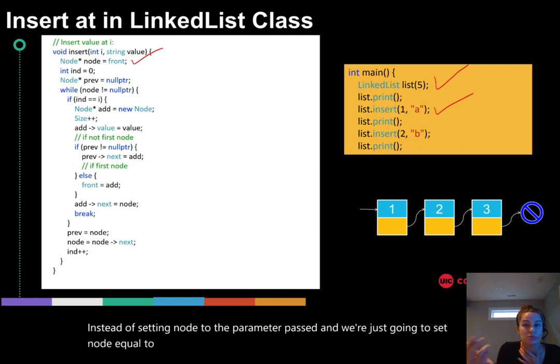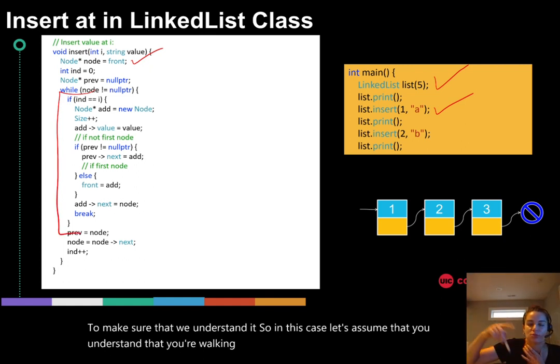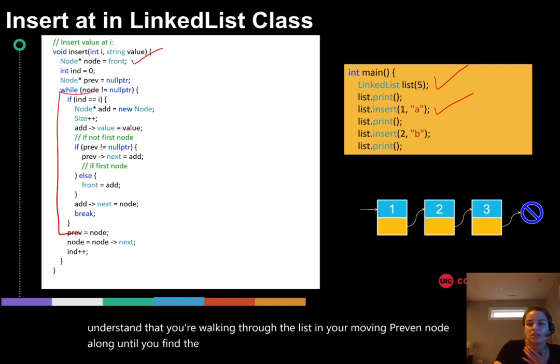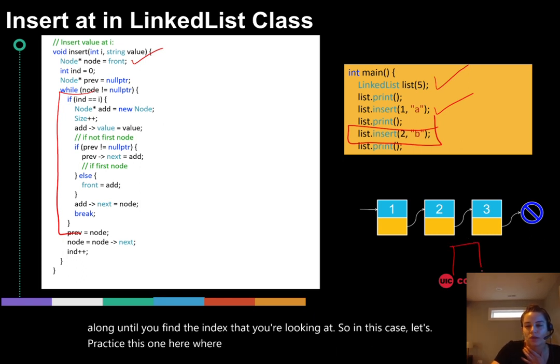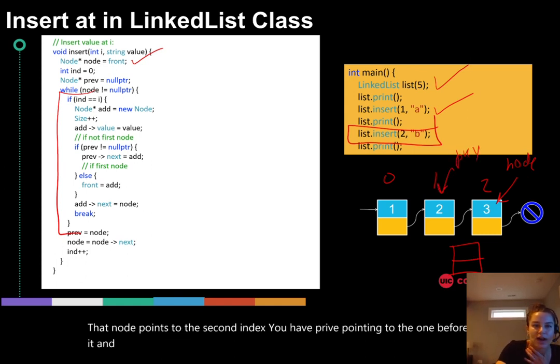The rest of the code is pretty similar, but let's walk through it again to make sure that we understand it. In this case, let's assume that you understand that you're walking through the list and you're moving prev and node along until you find the index that you're looking at. So let's practice this one here, where it's at location 2. So 0, 1, 2. You've found that node points to the second index. You have prev pointing to the one before it, and then you have allocated a new node, which add will point to here.